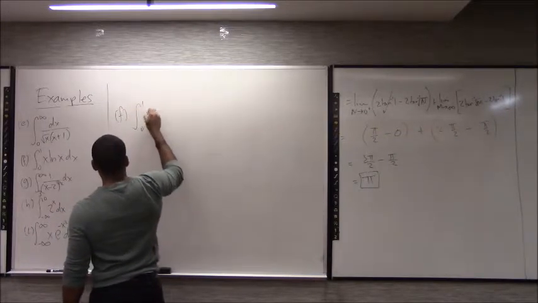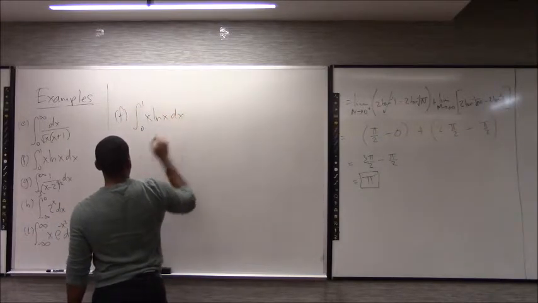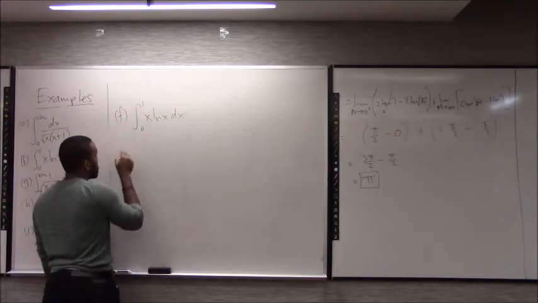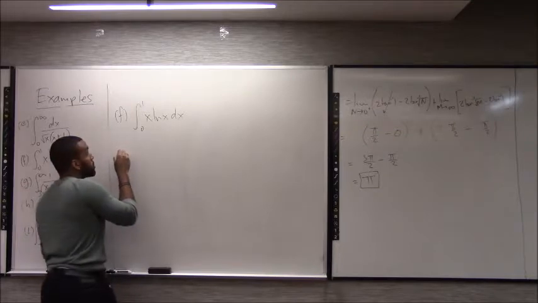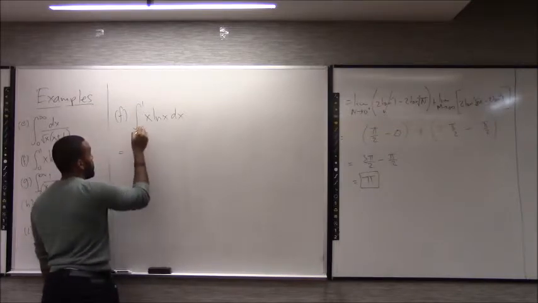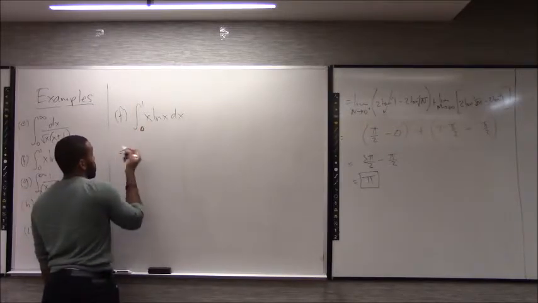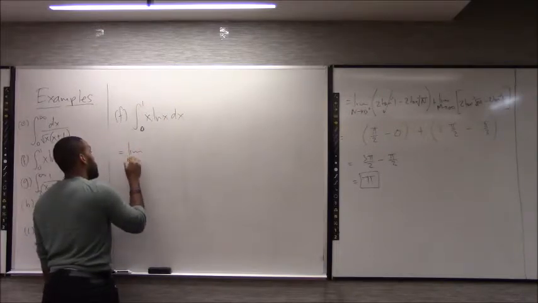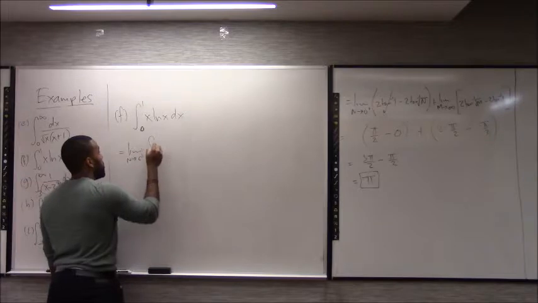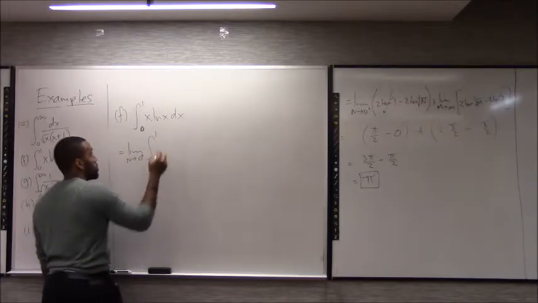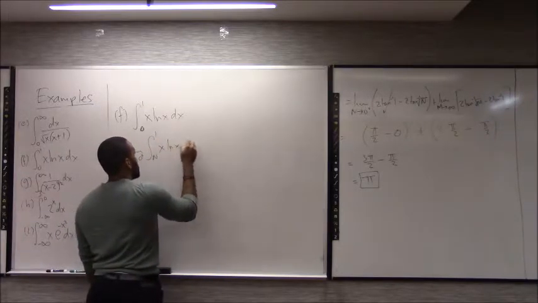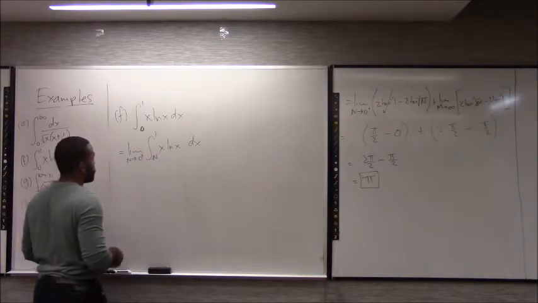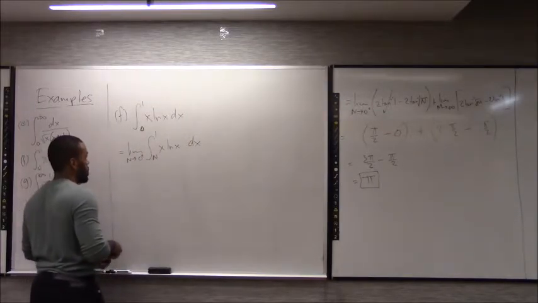The integral from 0 to 1 of x ln x dx. Bad points? What's the bad point here? 0, right? Because log of 0 is undefined. So limit as n approaches 0 from the right of the integral from n to 1 of x ln x dx. How do you integrate x ln x? By parts.